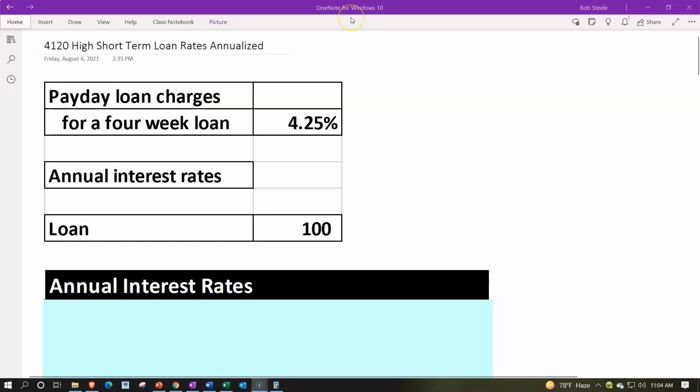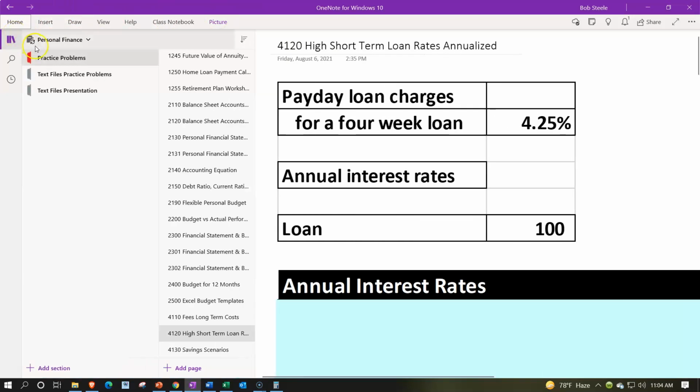Here we are in OneNote. If you have access to OneNote and would like to follow along, you're not required to, but if you would like to, we're in the icon on the left-hand side. We're in the Practice Problems tab, down in the 4120 High Short-Term Loan Rates Annualized tab.